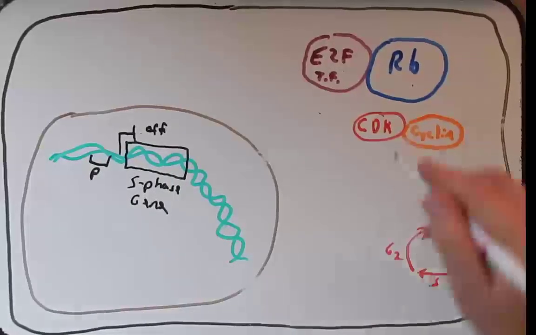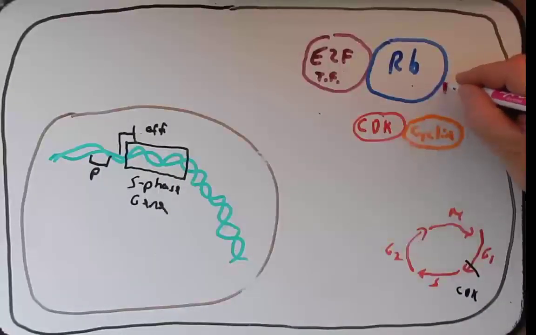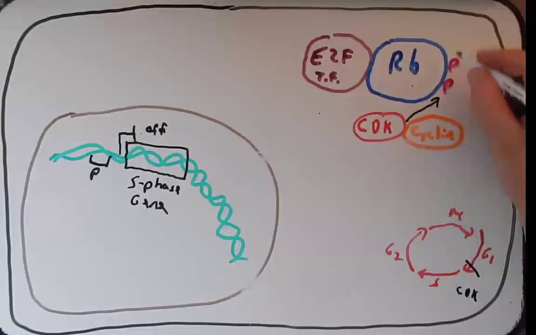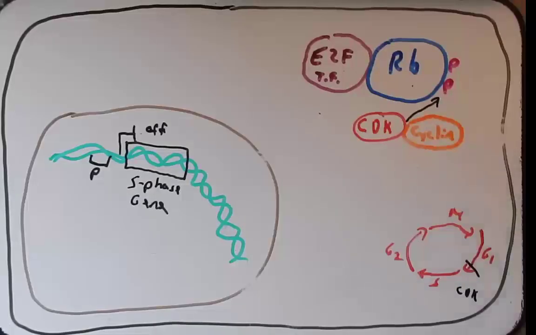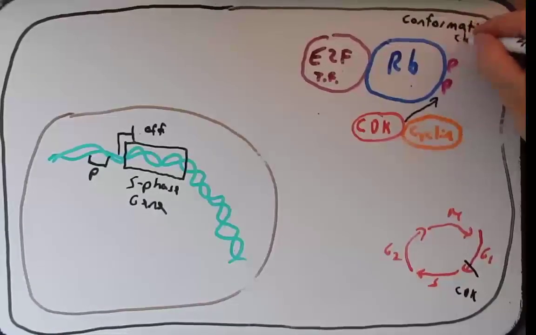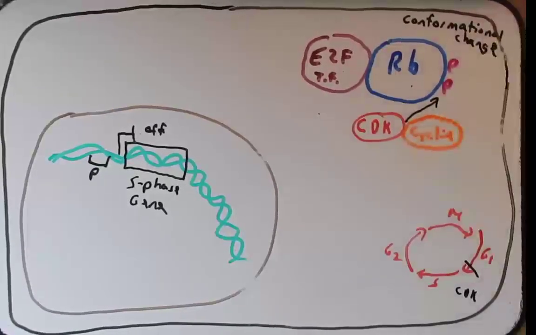Once activated, CDK will phosphorylate retinoblastoma protein. So this active CDK cyclin phosphorylates retinoblastoma. When that happens, retinoblastoma undergoes a conformational change. So I'll write that up here, conformational change, once it's phosphorylated. Because of that conformational change, E2F is now released, only if retinoblastoma is phosphorylated.